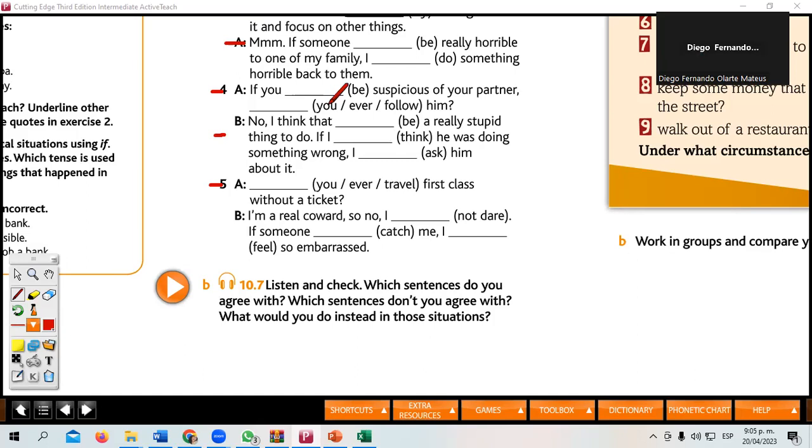Yes, teacher. I'm a real coward, so no, I wouldn't dare. If someone catched me, I felt so embarrassed. If someone caught me, is in past. The verb catch es irregular, no ed, it's caught. If someone caught me, I would feel so embarrassed. I would feel so embarrassed. All right, guys, excellent.